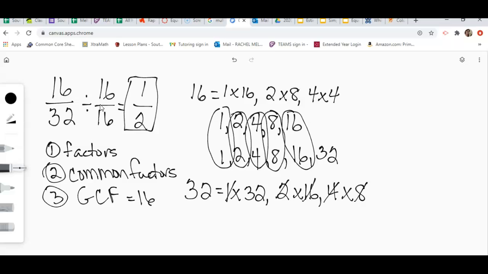Now if you did not go through this step, if you did not find all of these factors, I'm going to show you that you can still find your answer. It just might take a few more steps. So if I'm looking at 16/32, I can say to myself, you know what? I know they're both divisible by 2.